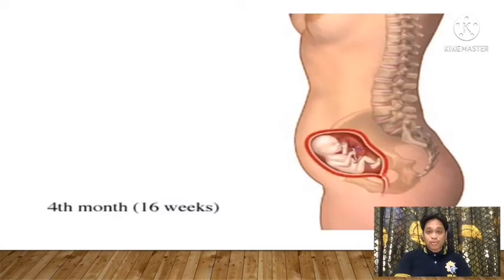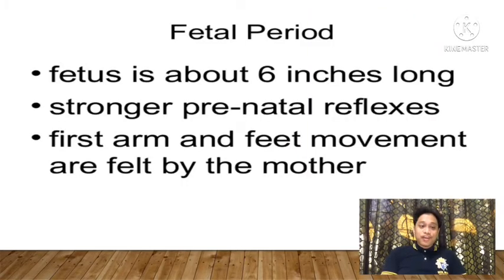Next, we have the 4 months, or the 16 weeks, development of the fetus in the mother's womb. So in this stage, the fetus is about 6 inches long, and it has stronger prenatal reflexes. That is why the first arm and feet movements are felt by the mother. So here in this period, the fetus is now moving his arms and feet, and that is why the mother can feel that the fetus is already kicking.